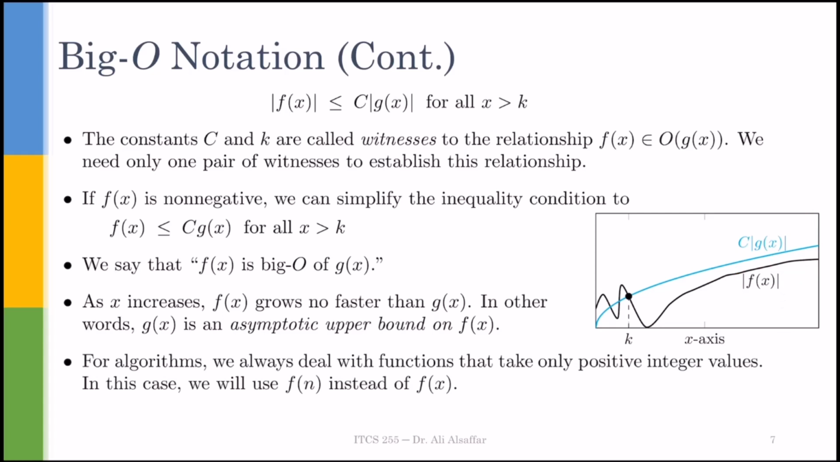For functions whose input is n, it is usually for positive input, and x is used for real numbers. So whenever we are going to deal with functions with positive input, we will label them f of n, and for real number input, we will label them f of x.